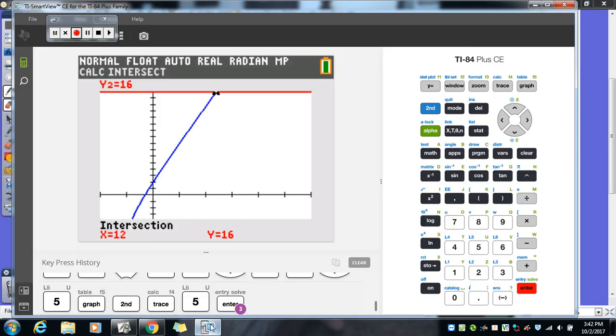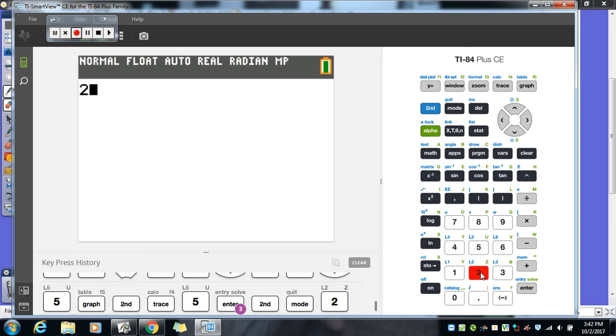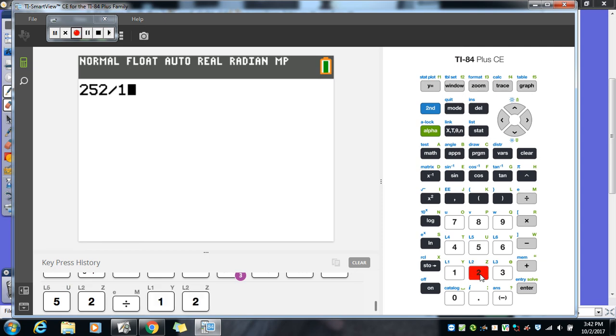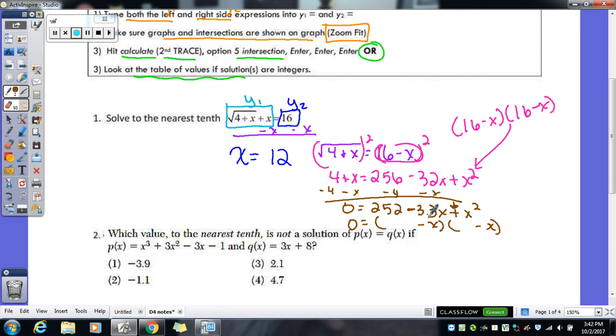252. Now, because I already did it in my calculator, I'm going to try 252 divided by 12. And I get 21. 12 plus 21 would give me my 33. So I'm going to put 12 and 21 in there. So when I set them equal to 0, I get 21 and I get 12, which we know 12 is the answer. 21 gets rejected. That's one of our extraneous roots. So if you were to do your check and plug it back in, that wouldn't work.